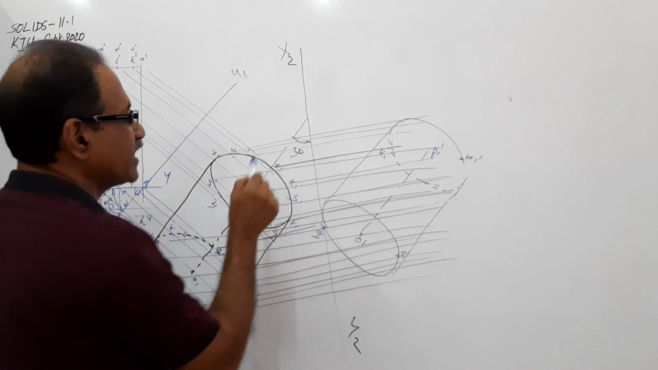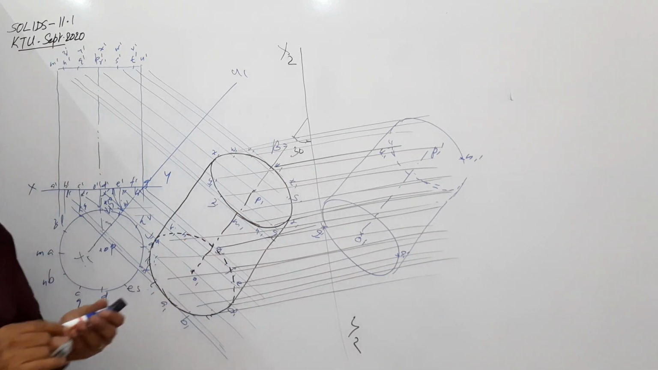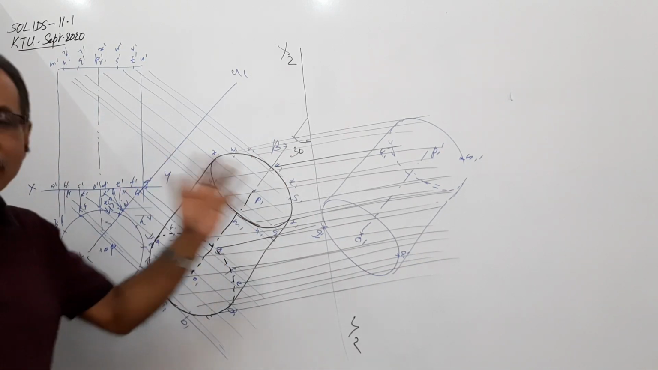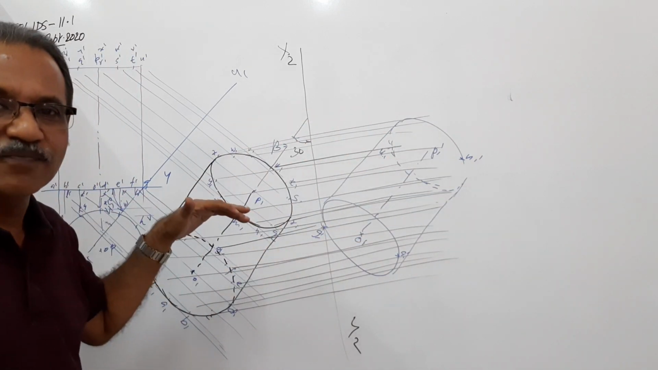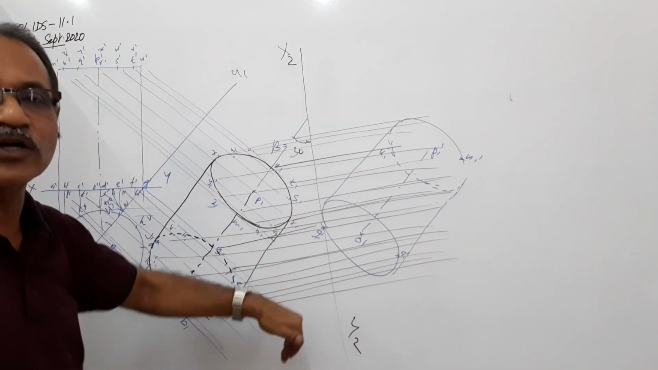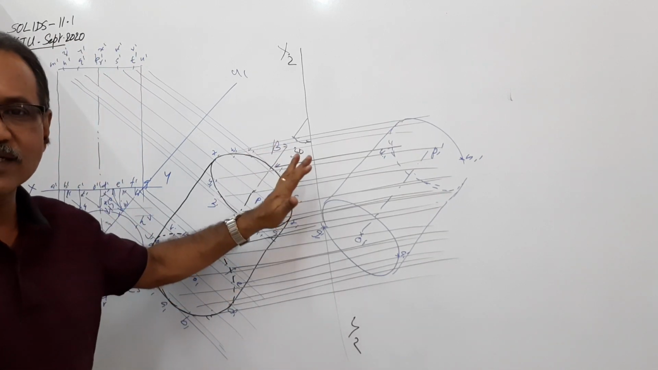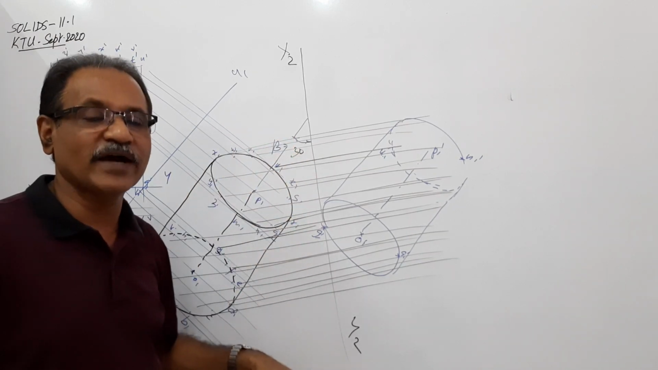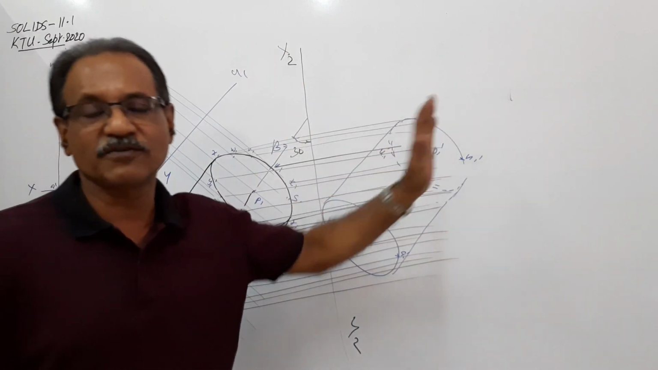Beta is given as 30 degrees. Now, if phi is given, what will you do? You will make a separate construction, find beta, and using that beta, draw X2 Y2 and project the final elevation. You will find beta from the given value of phi, and with that value of beta, you will draw X2 Y2 and project the final elevation.